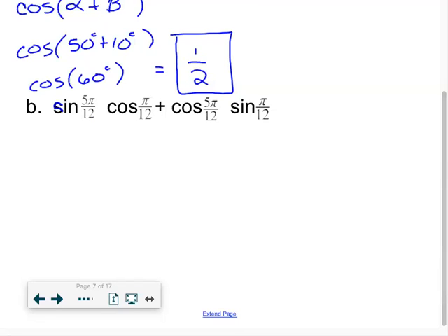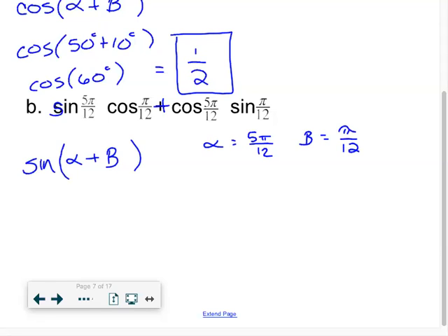This function starts with sine, so I know that I'm dealing with a sine sum or difference identity. The operation in the formula is addition, so now I know that sine is alpha plus beta over here, right? The sine sum and difference share the same operation in the formula portion of that identity. Our angles here: alpha is 5 pi over 12, beta is pi over 12. Don't convert radians to degrees, just work with the radians.